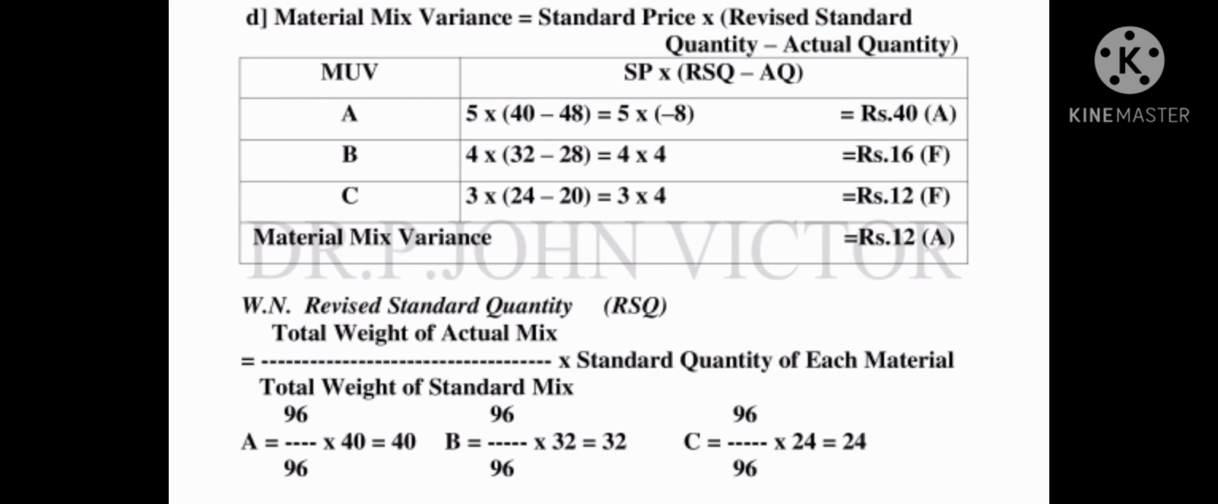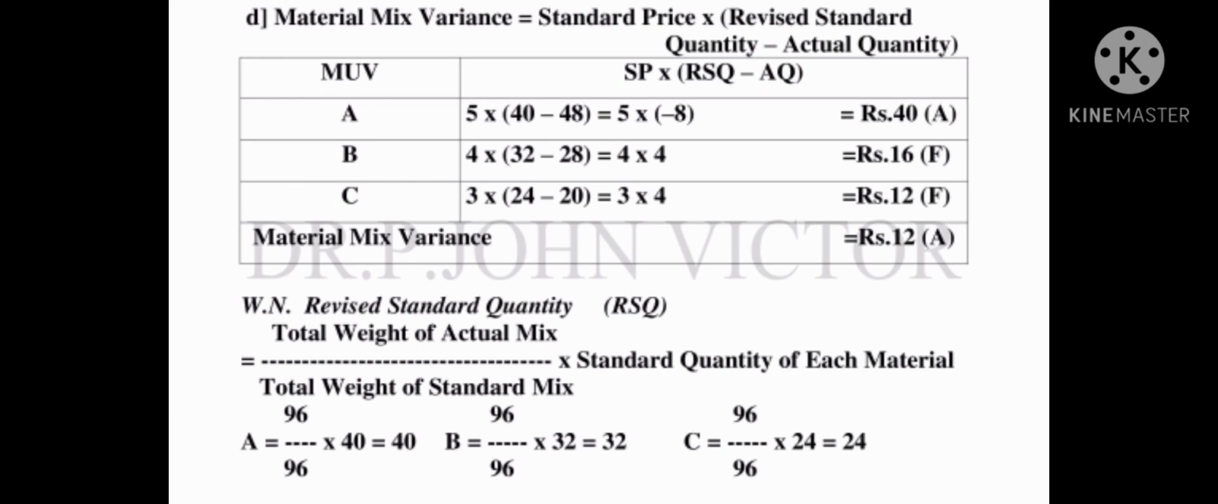Then C, 3 into 24 minus 20. The 24 is not the standard quantity value, it is the revised standard quantity value. Minus 20, the actual quantity. Now 24 minus 20 is 4. That means 3 into 4 is 12. It is also a favor value, because within the bracket 24 minus 20, 24 is the bigger value, that is a positive value. So we get 12 as a favor value.